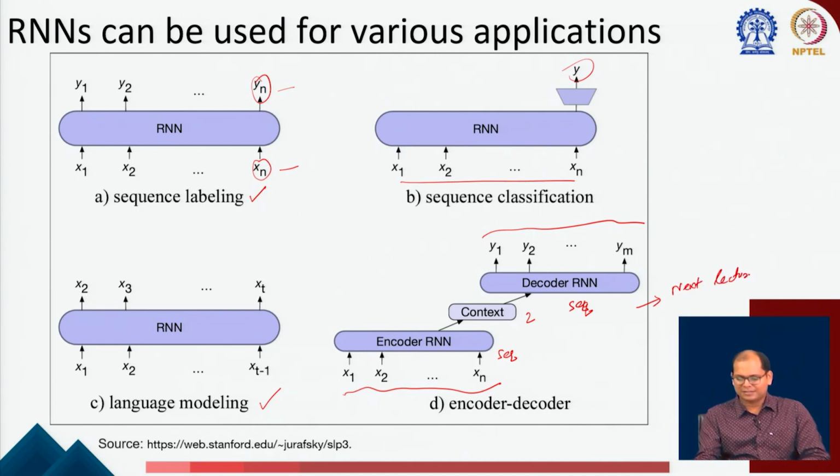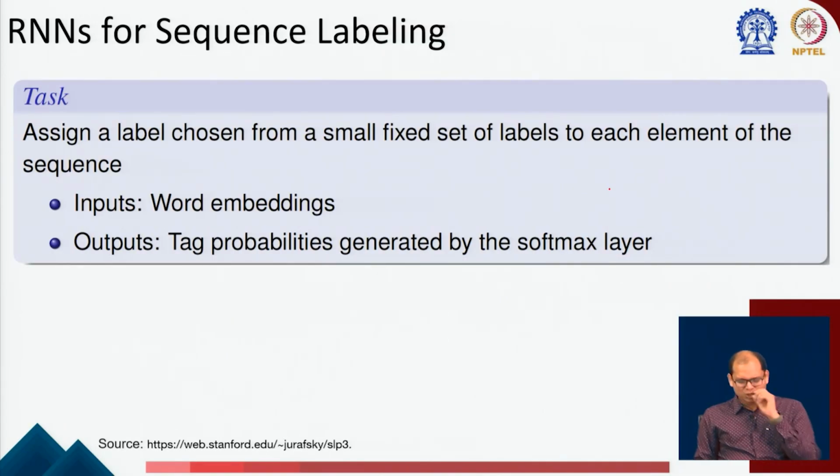Okay. So let's understand these paradigms, and how you do sequence labeling through an RNN, and how you do sequence classification through an RNN. So what is sequence labeling again? What is the paradigm? So you have a small fixed set of labels, right? So it can be say part of speech tags, that may be say 45, 50 as per the tag set. And you want to label each element of the sequence with one of these.